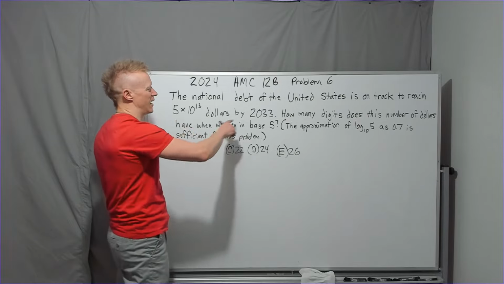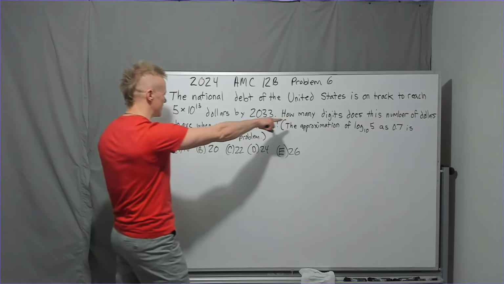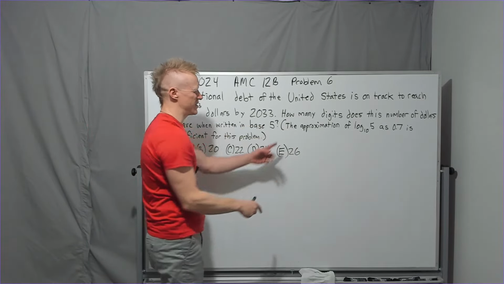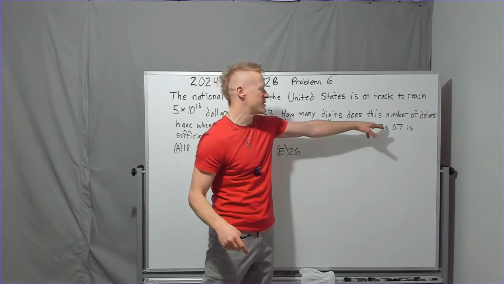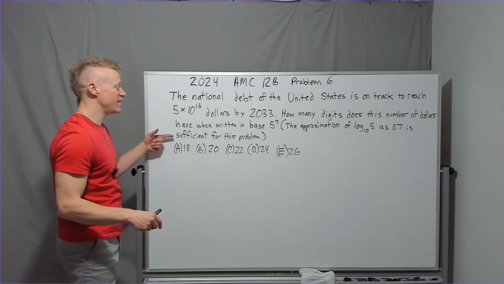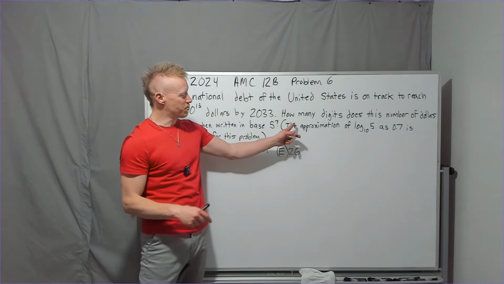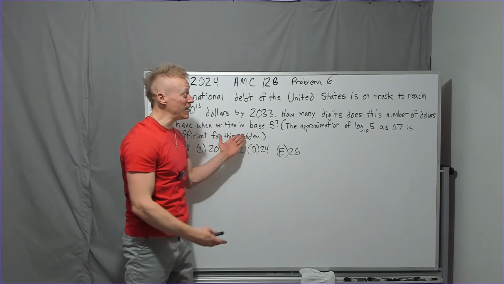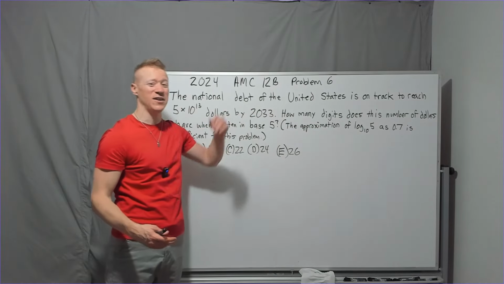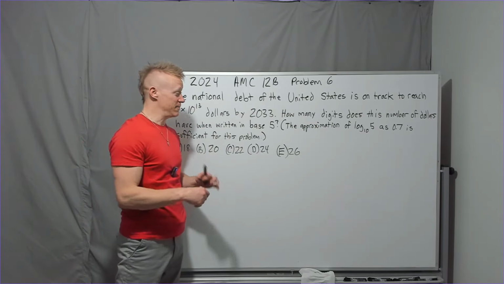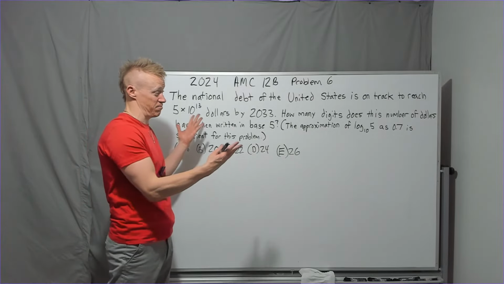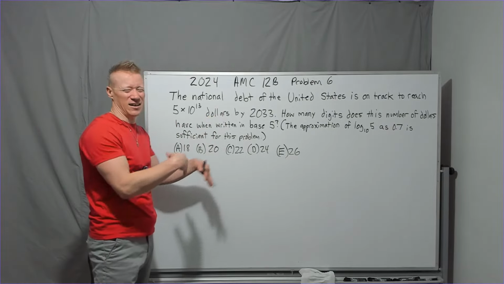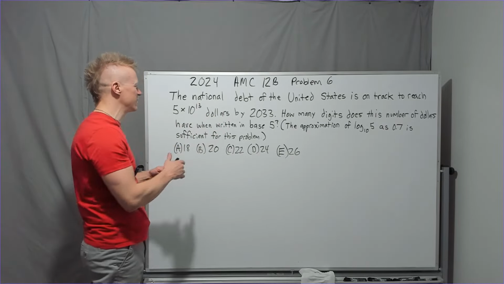It's kind of worrisome. How many digits does this number of dollars have when written in base 5? The approximation, and they tell us this, the approximation of log base 10 of 5 as 0.7 is sufficient for this problem. And they probably intended for you to use that, but it's almost like a hint, like, hey, why don't you use log base 10 of 5? And I suppose you probably could. I'm not going to, but you probably could, and probably this is even the better way to do it. But if you know other ways, I don't want to mess with the log or the 0.7 or anything. Let's just look back at this.